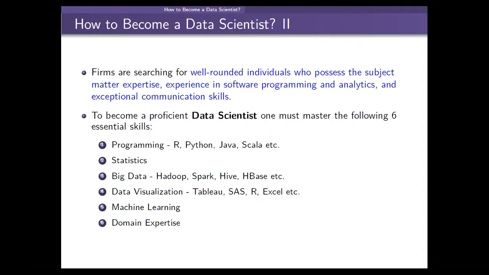And then you need to have knowledge of big data related technology and tools, for example, Hadoop, Spark, Hive, HBase. So these are the basic tools and technologies which are required for a data scientist.